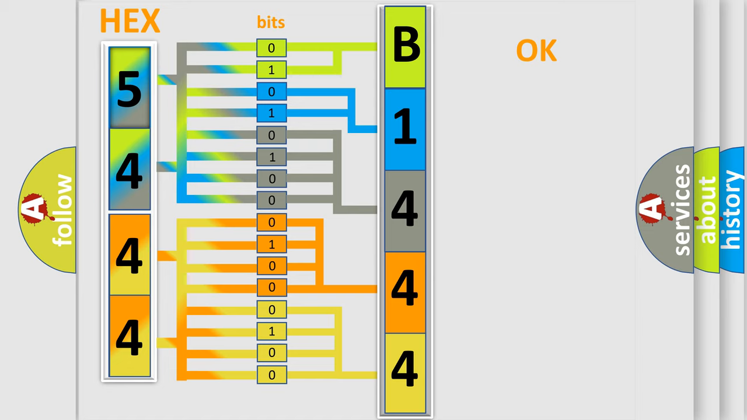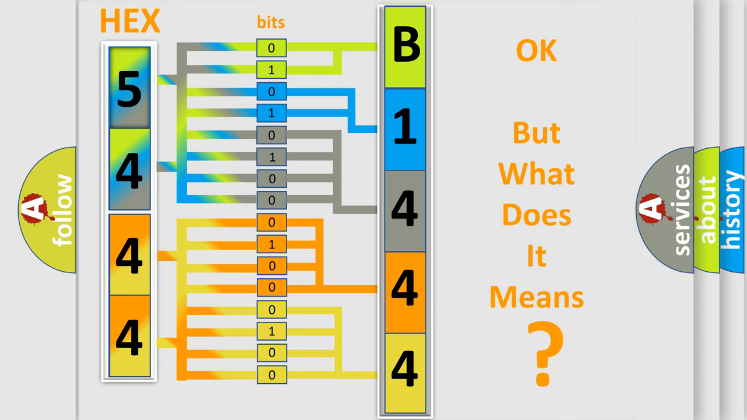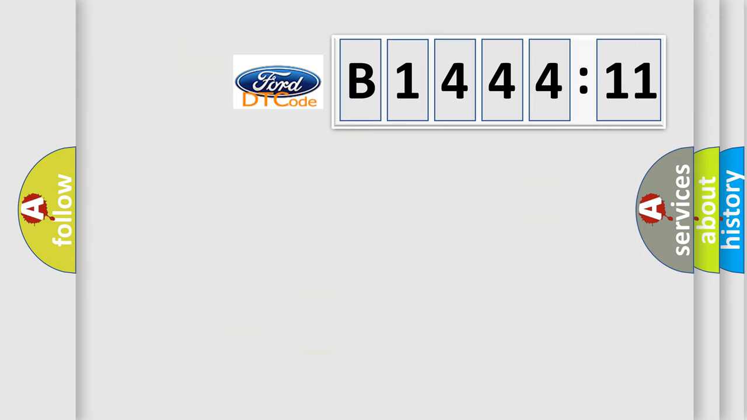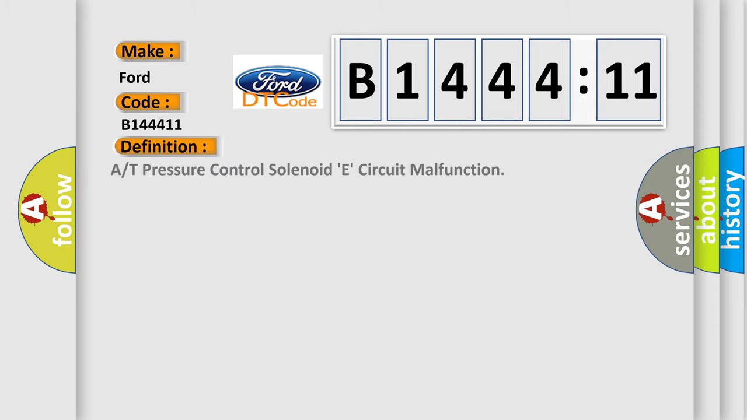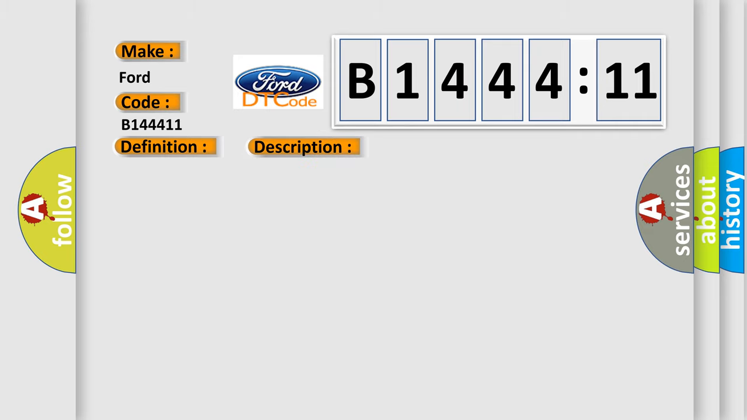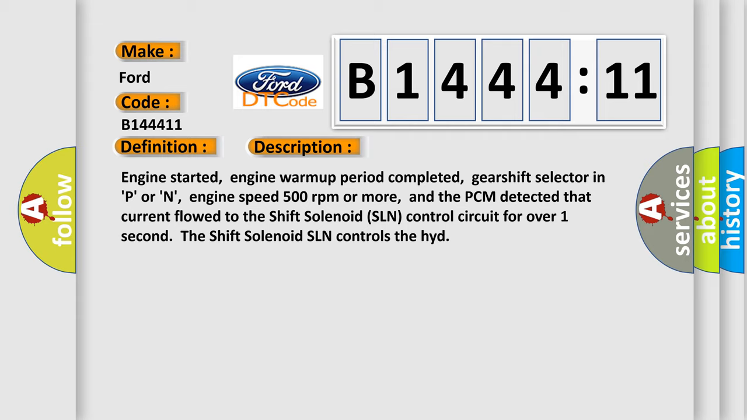We now know in what way the diagnostic tool translates the received information into a more comprehensible format. The number itself does not make sense to us if we cannot assign information to what it actually expresses. So, what does the Diagnostic Trouble Code B1444-11 interpret specifically for Infiniti car manufacturers? The basic definition is the pressure control solenoid circuit malfunction.